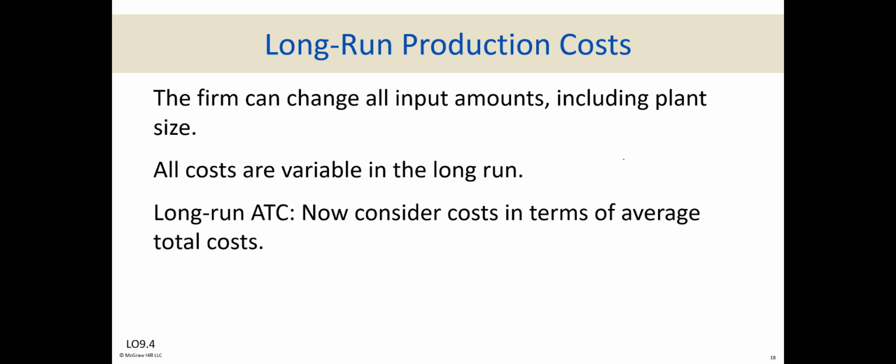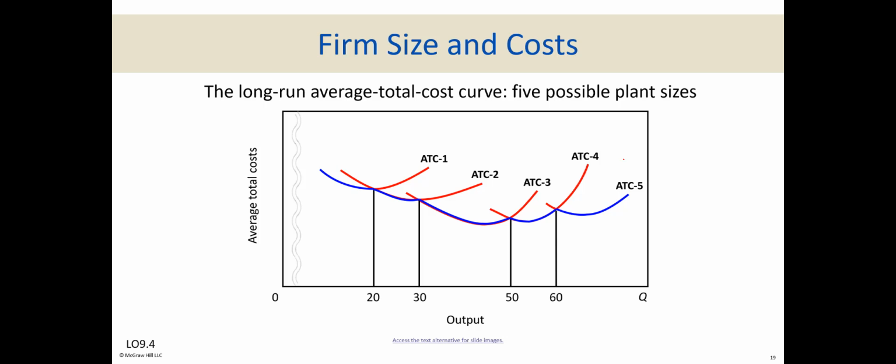So let's talk about now long run production. In the long run, all inputs are variable and businesses can adjust everything, including the size of their operations. This allows them to achieve lower average cost by choosing the best plant size for production. Here you can see the firm size and costs, the long run average total cost curve, and 5 possible plant sizes in the short run.